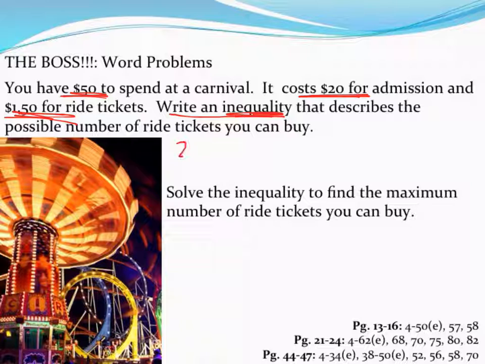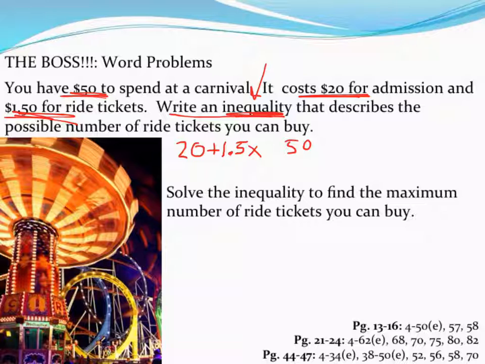To start out with, we're paying 20 bucks no matter what, a one-time fee of 20 bucks. In addition to that, though, we're also buying ride tickets, and they are $1.50 each. So 1.5 times, let's say, x. And if you want to write on the slide what x stands for, that might not be a bad idea. x is the number of tickets that we can buy. And then I have this $50 to spend. Now notice I left a space there. No equal signs because they want an inequality, not an equation.